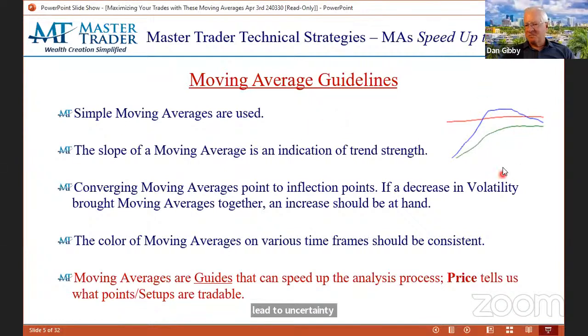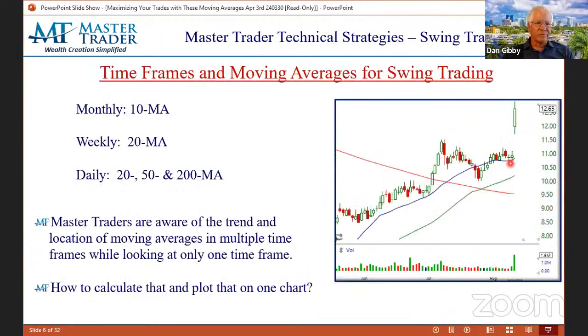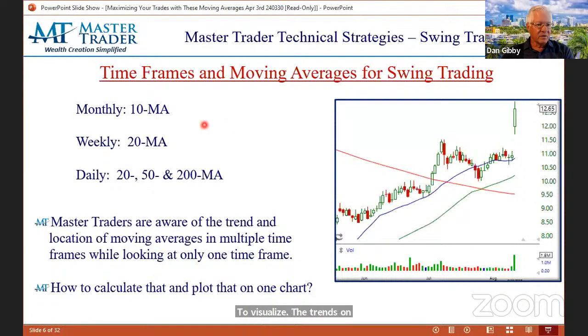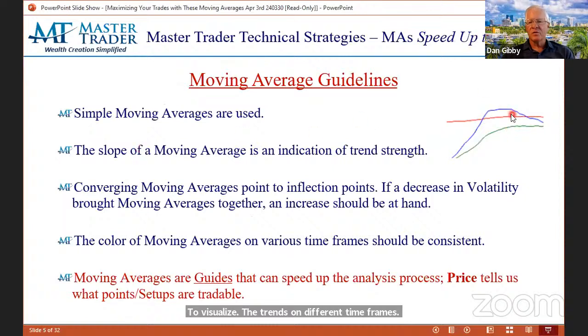So we use simple here. You're going to get many examples, but this is a picture of a daily. And I'll show you these right here. On our daily chart, we use the 20, 50, and 200. Weekly chart, 20 MA, monthly 10. And Greg can get into it in a few moments if he likes, of why we pick these, because it allows you to visualize the trends on different time frames. So those are these three: the 20, 50, 200. We keep the same colors. We use simple moving averages.